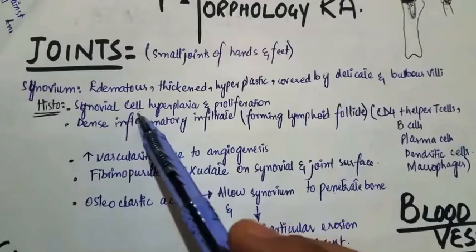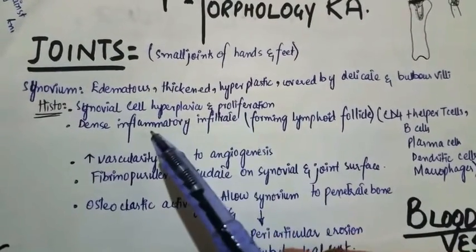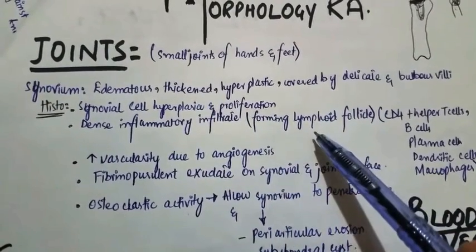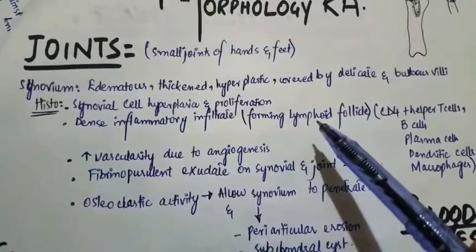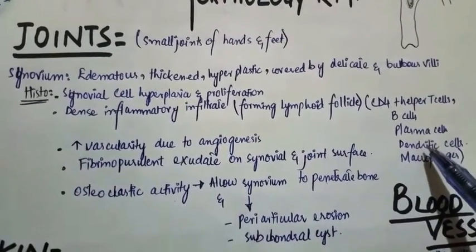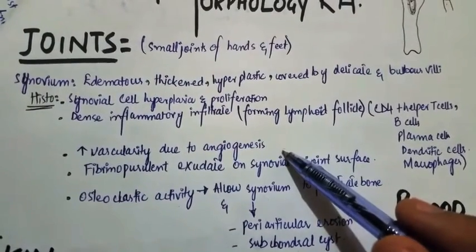Histologically, we can see synovial cell hyperplasia and proliferation. There is also a dense inflammatory infiltrate forming lymphoid follicles, and these infiltrates or lymphoid follicles contain CD4 helper T cells, B cells, plasma cells, dendritic cells and macrophages. There is increased vascularity due to angiogenesis.